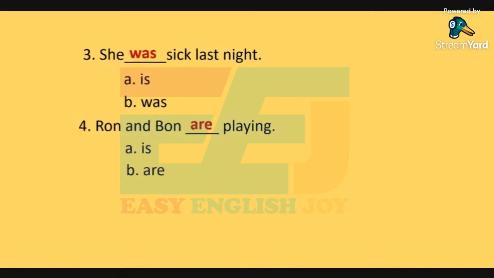Answer: are. Ron and Bon are playing. So we have here "are" because it is in the present. Ron and Bon are plural. Ron and Bon are playing. It shows that the action is going on at the time of speaking.